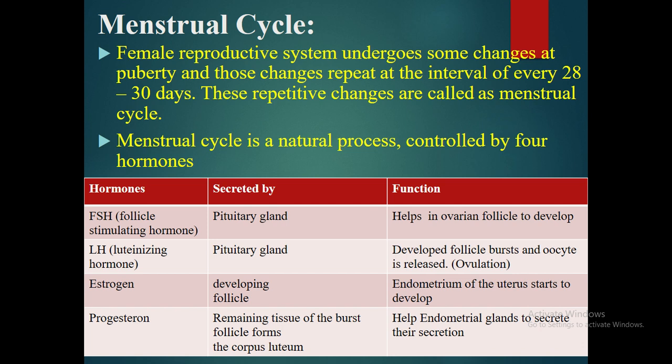The first hormone is FSH, secreted by the pituitary gland. It helps the ovarian follicle to develop. The second hormone is LH, secreted by the pituitary gland, which helps the developed follicle to burst and release the oocyte, helping in ovulation. The third hormone, estrogen, is produced by the developing follicle and helps in regeneration of the endometrium. Progesterone is secreted by the remaining tissue of the corpus luteum. It helps the endometrial glands to secrete their secretions.